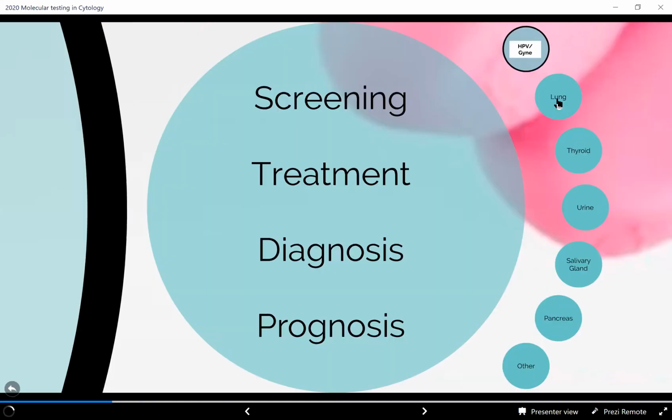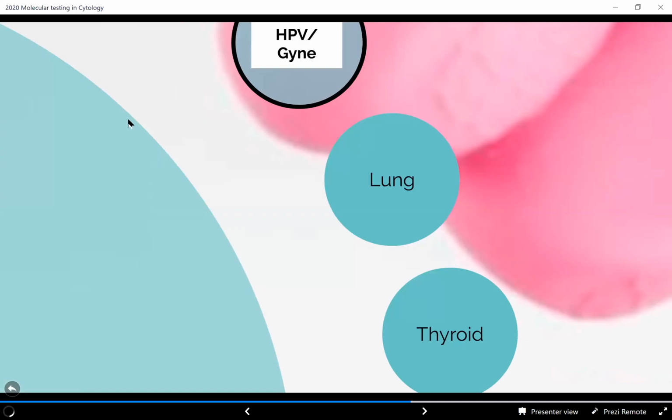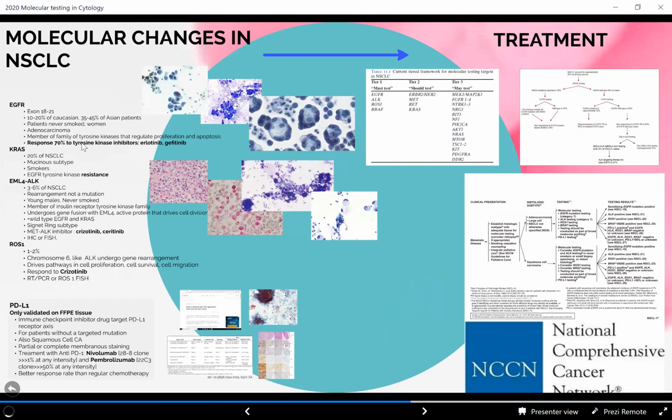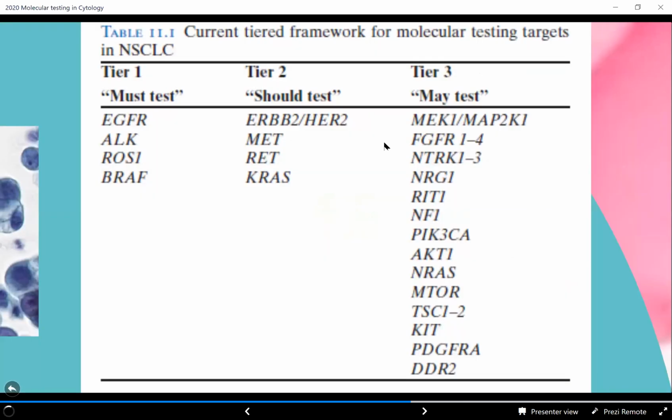Let's talk about lung. How and where is molecular testing being used in lung? So lung cancer has also come a long way with regards to treatments that are based on molecular testing, and it's totally been incorporated into the National Comprehensive Cancer Network management and screening. So generally nowadays there's tier 1, tier 2, and tier 3. Tier 1, you have to test for EGFR, ALK, ROS1, BRAF. You should test for MET, RET, and KRAS, and then there's a maybe test for the other ones.